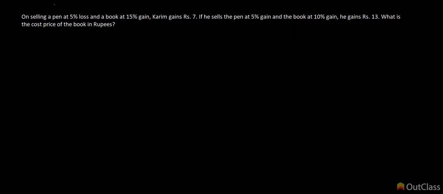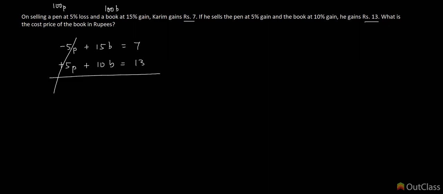So in this question, let's assume that the price of a pen is 100p and the price of a book is 100b. And I'll write two equations for the profits, not the cost prices, but the profits. So it's going to be minus 5p plus 15b is equal to 7, and plus 5p plus 10b is equal to 13.